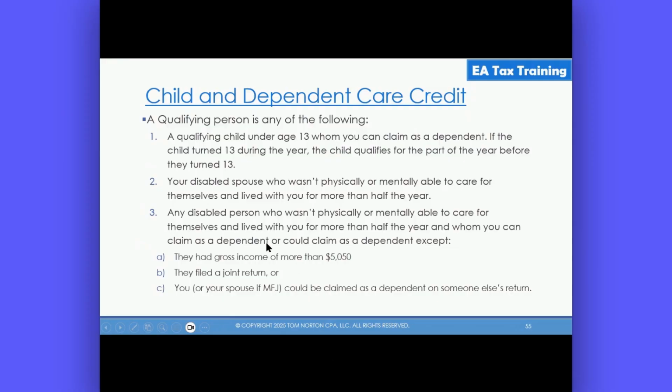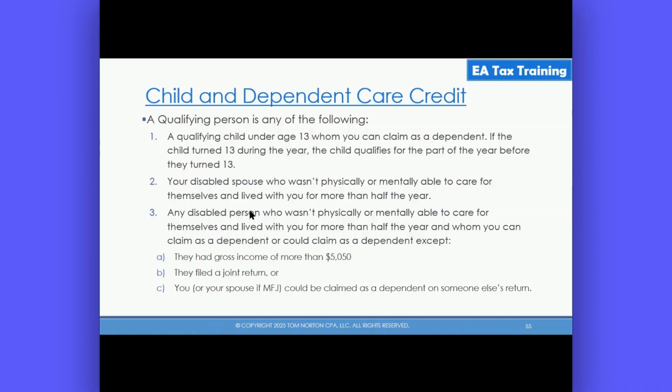So who is a qualifying person for this credit? First of all, it could be a child. So a qualifying child under age 13 who you can claim as a dependent. If the child turned 13 during the year, the child qualifies for the part of the year before they turned 13.